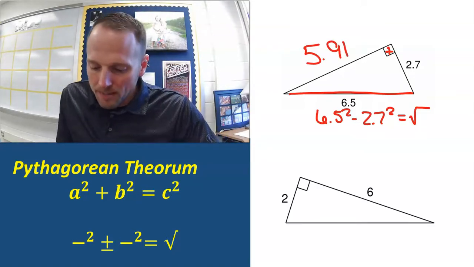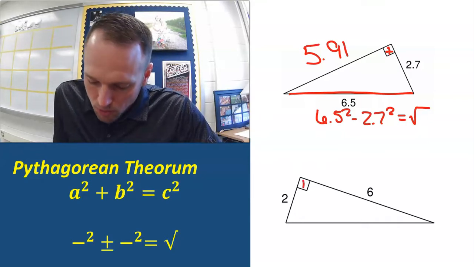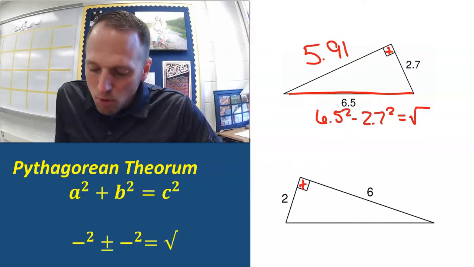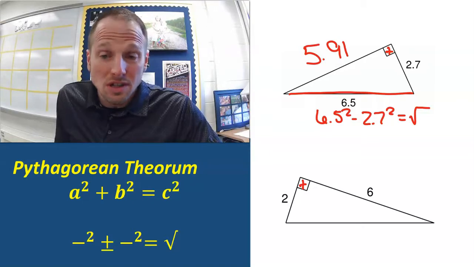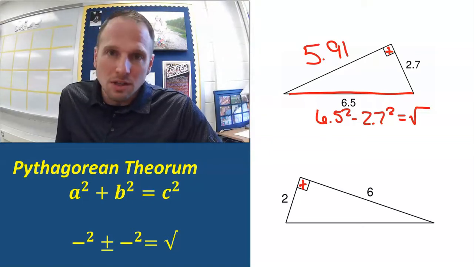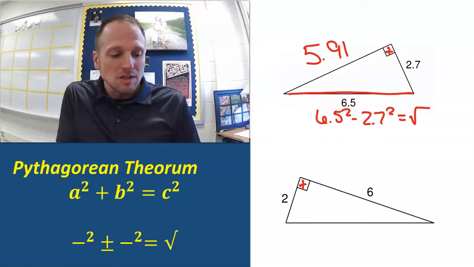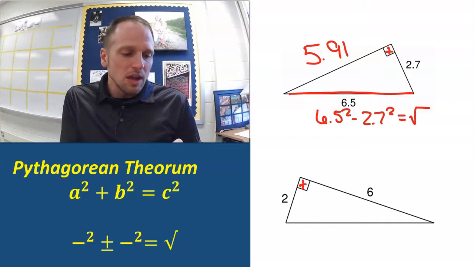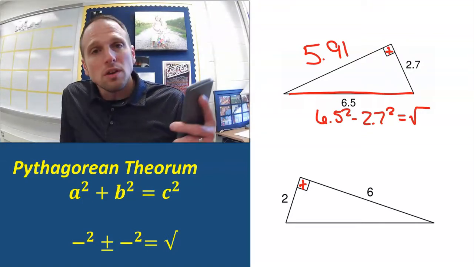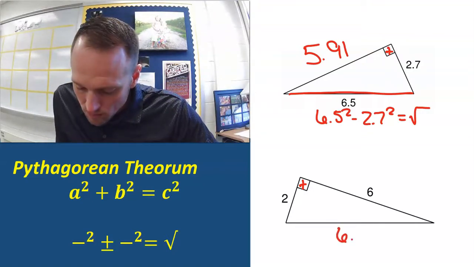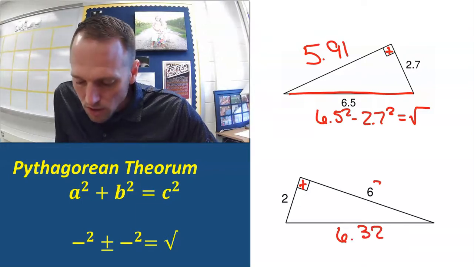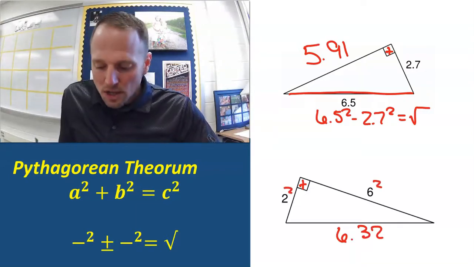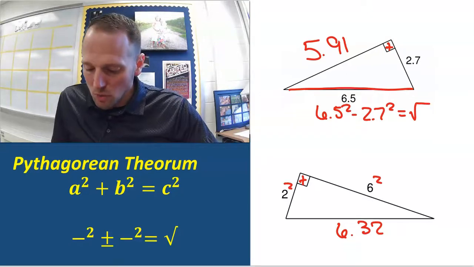Let's look at the bottom. Which one is this one going to be? Well, put a plus right there. Both the 6 and the 2 are touching this side, so this is going to be an addition problem. So all we have to do is 6 squared plus 2 squared equals square rooted, and that's going to be 6.32.